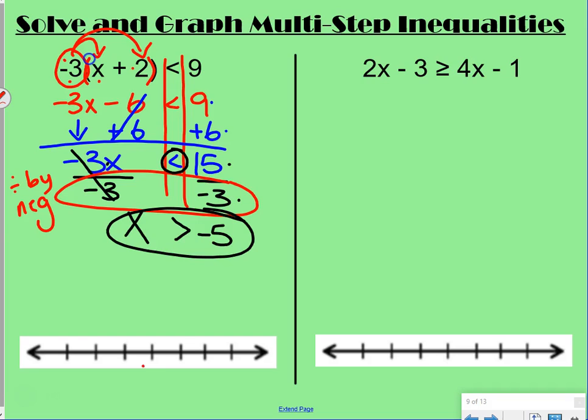We're going to put negative 5 in the middle of our graph, negative 4 on the right, and negative 6 on the left. Remember, with negatives, it goes backwards. Open circle, because it's just greater than. Pick the number that's greater than negative 5, which would be negative 4, and we shade in that direction.